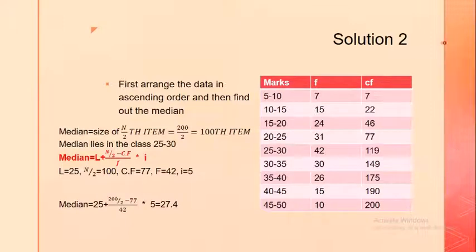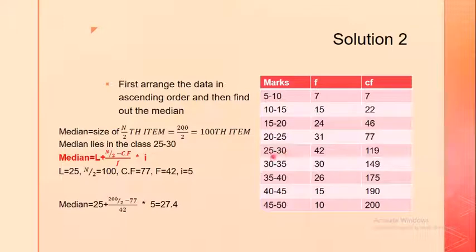As I said, we are going to find the median. What is median? The size of the N by 2th item. Here N is 200. So 200 by 2 is the 100th item. Now what is the 100th item over here? The 100th item is somewhat close to 119 in the cumulative frequency. So the corresponding class is 25 to 30. So it is known that 25 to 30 is the median class, where the median lies.